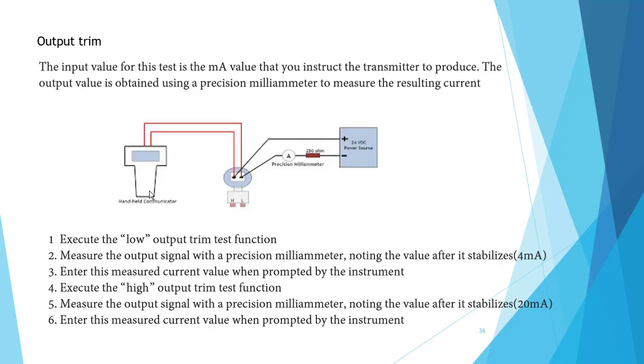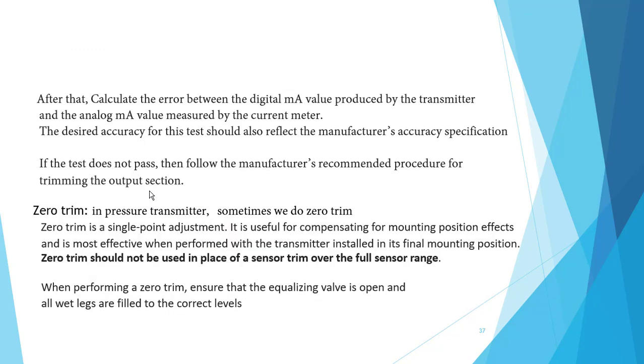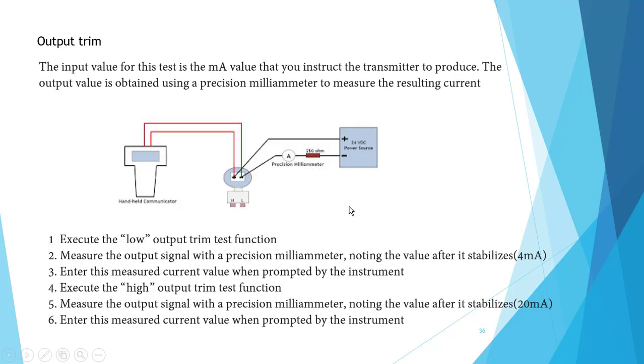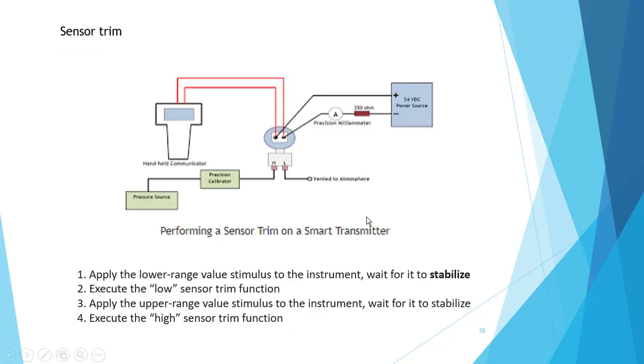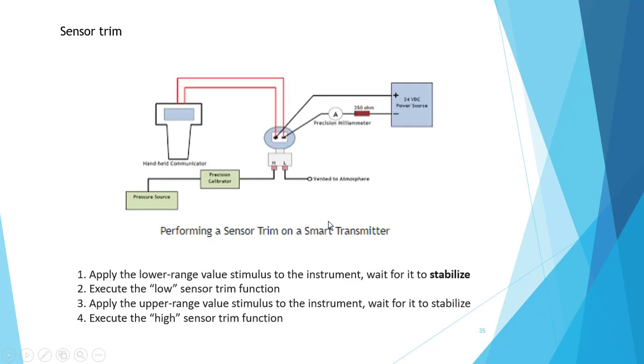If you finish the output trim and sensor trim, for example if you connect to a PLC, you should match the PLC analog module. The calibration should match this one. If you use 4 to 20 mA here, in the PLC analog module you should have 4 to 20 mA. This is the calibration configuration. Okay.